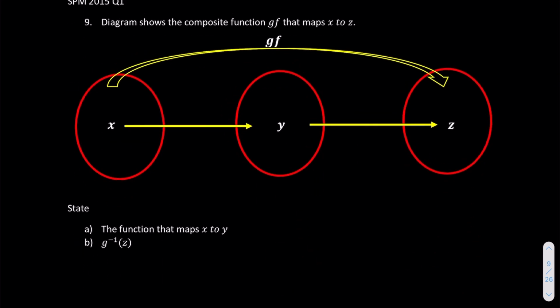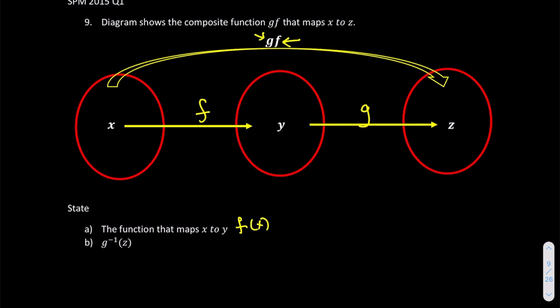Question number 9. So they show us the composite function again. So gf is the function, and as we know, the function at the back goes first, then only the one at the front. So f will go first, then only g. Or the other way of thinking is you always flip one, always the opposite way. So g will go to the back, f will go to the front. So they want to find the function that maps x to y. So x goes to y, we know is the function f. Or we can say f(x) if you want.